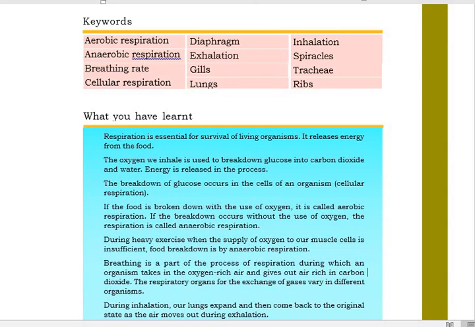In such cases, in the absence of oxygen, the glucose will break down and convert into lactic acid, which will be accumulated in the cells or muscles, and it may cause some muscle cramps or pain. When we take a hot water bath or massage, or take some rest, slowly this muscle cramp will be removed.